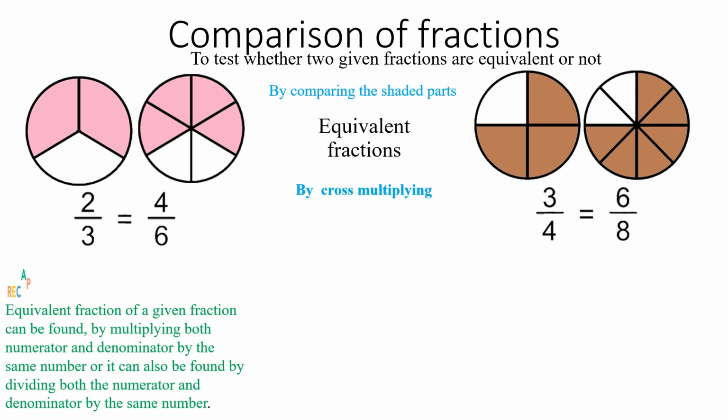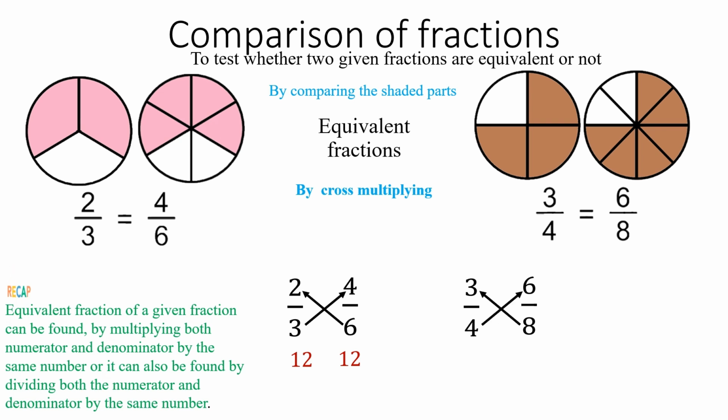You take the same example 2 by 3 and 4 by 6 and you have to cross multiply like this. 6 times 2 and 3 times 4 and you get 12. That shows that they are equal. Same way 3 by 4 and 6 by 8. You cross multiply and you get here 24 each. This is how we do cross multiplication.